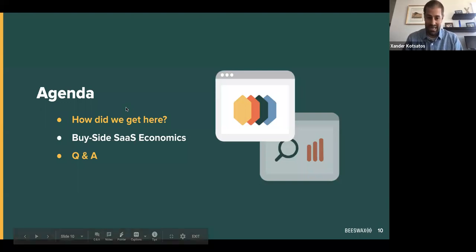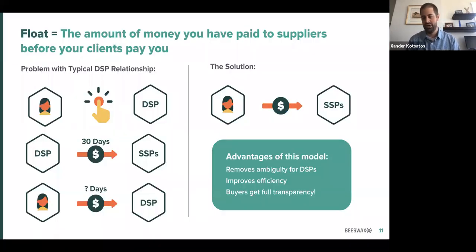So on the buy side, from a SaaS standpoint, the tenant infrastructure isn't the only thing, right? And so I'm going to define a couple terms and then talk about how they apply here. The first thing I'm going to talk about is float.